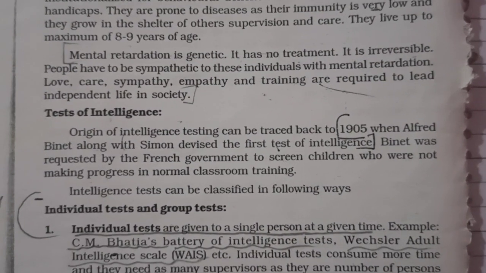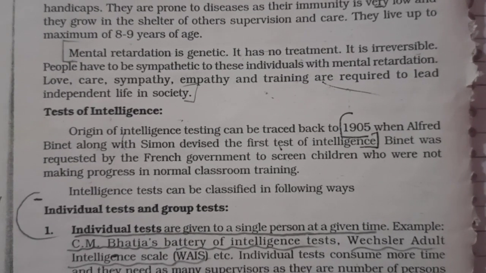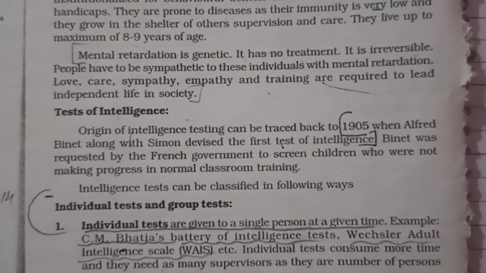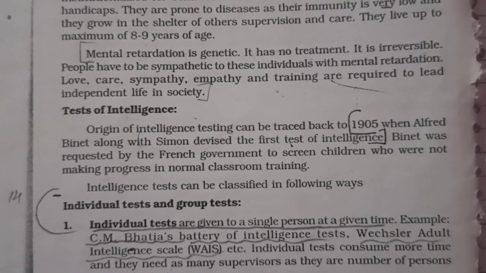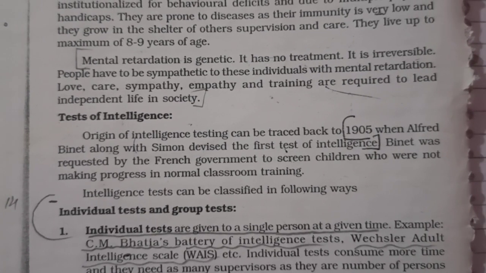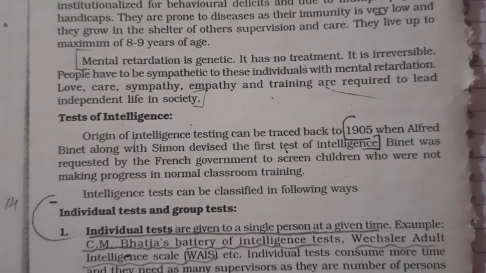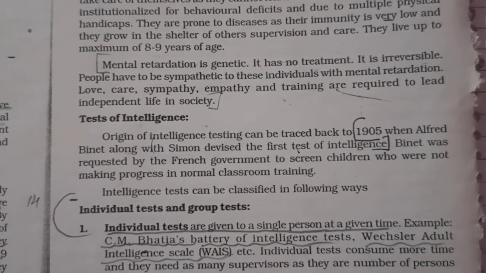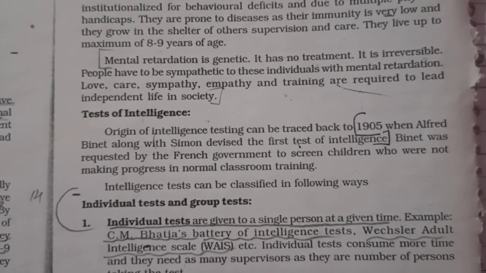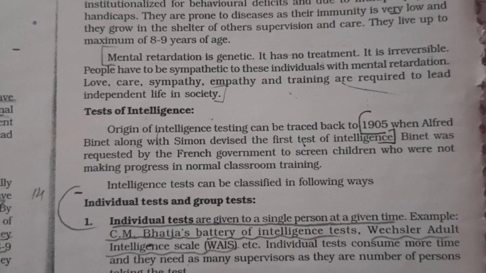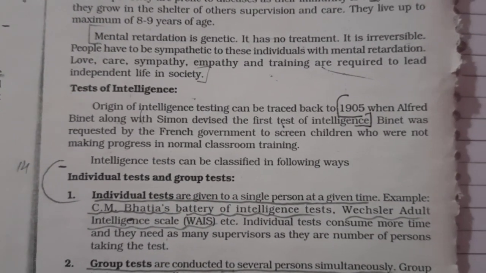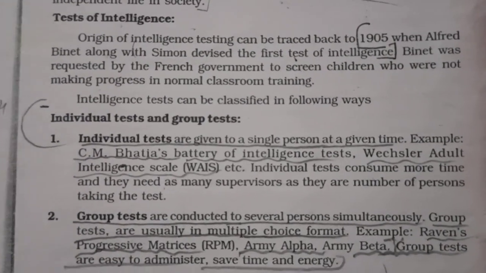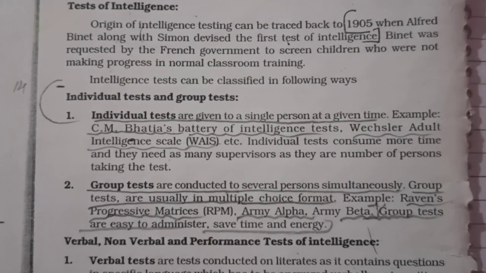The origin of intelligence testing can be tracked back to 1905, when Alfred Binet along with Simon devised the first test of intelligence. Binet was requested by the French government to screen children who were not making progress in normal classroom training. Intelligence tests can be classified in the following ways: individual tests and group tests.